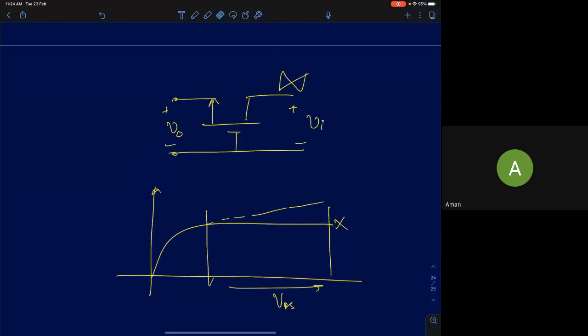Now let's assume that there is some R naught. If there is an R naught, yes, there will be some change. Because of R naught, there will be some current flowing in the input terminal.